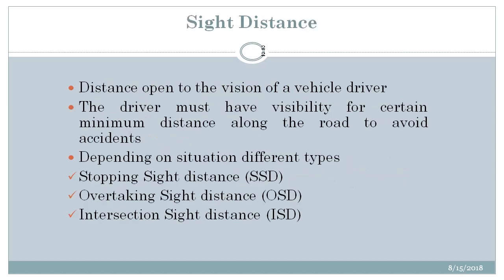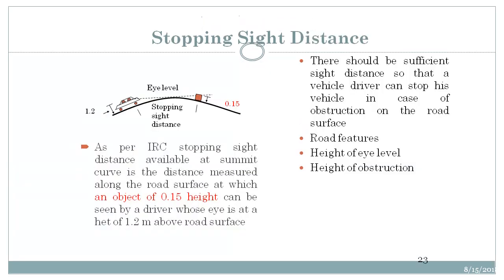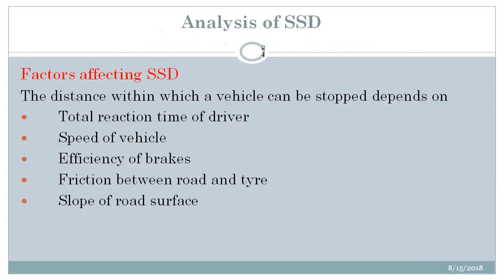Sight distance is the distance open to the vision of a vehicle driver. The driver must have visibility for certain minimum distance along the road to avoid accidents. Depending on situation, different types: 1. Stopping sight distance. 2. Overtaking sight distance. 3. Intersection sight distance. Factors affecting stopping sight distance.